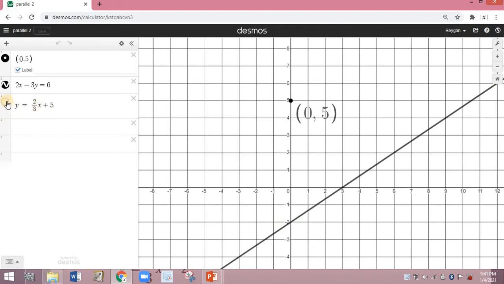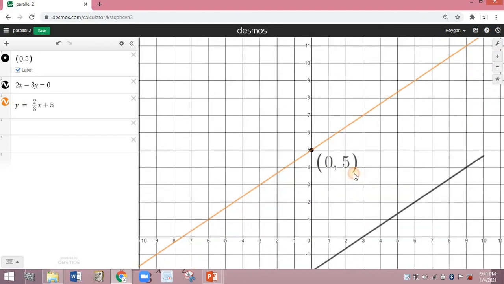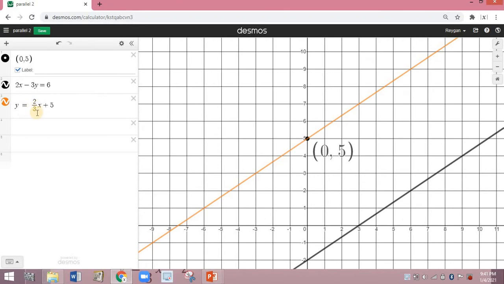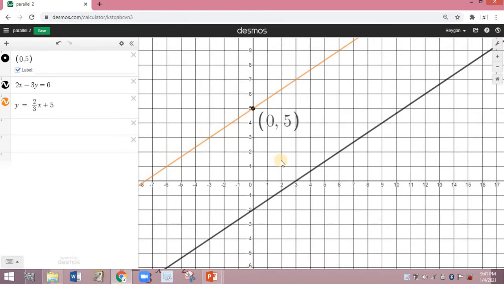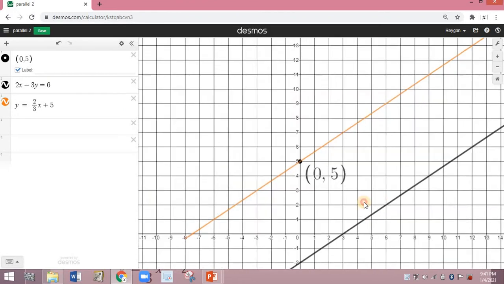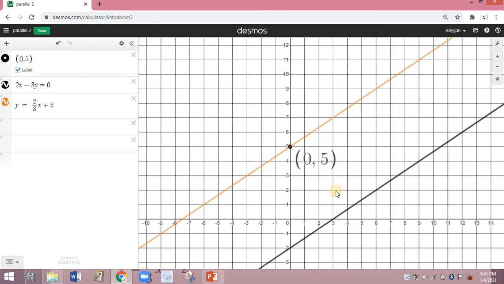Click natin, lagay natin ng graph. And there you go. Ito yung graph ng y is equals to 2 over 3x plus 5. Kung mapapansin, dumaan siya sa point na 0, 5 and parallel siya dun sa ating given na line na 2x minus 3y is equals to 6. So, ibig sabihin, our answer is correct.